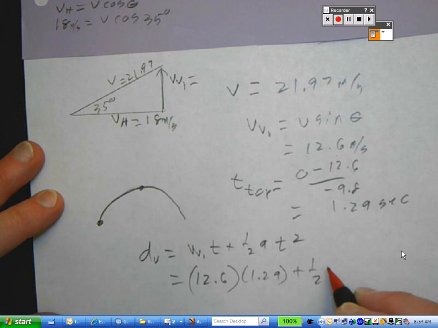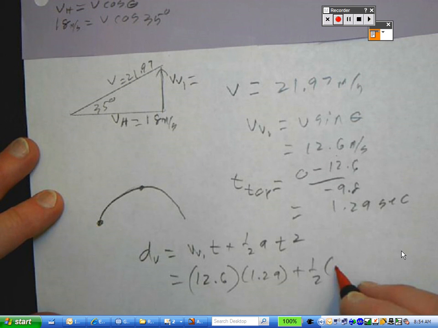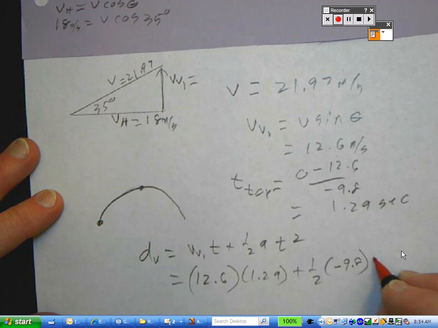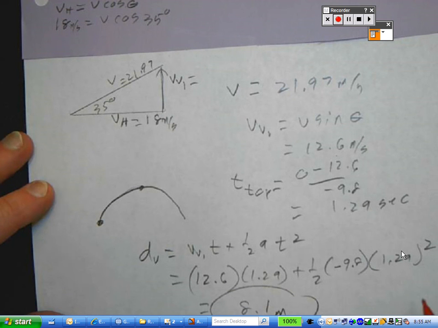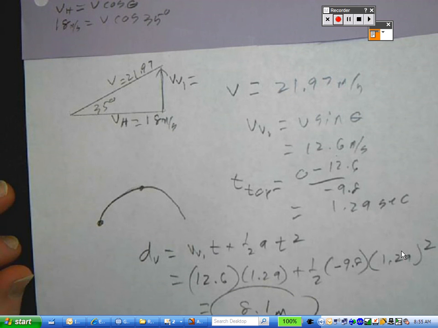Plus 1/2, and what's fighting against us is the acceleration of gravity. Up is positive, so gravity is negative 9.8 meters per second squared times 1.29 seconds squared. The d sub v becomes 8.1 meters, and that's the solution to this problem. That was enjoyment.